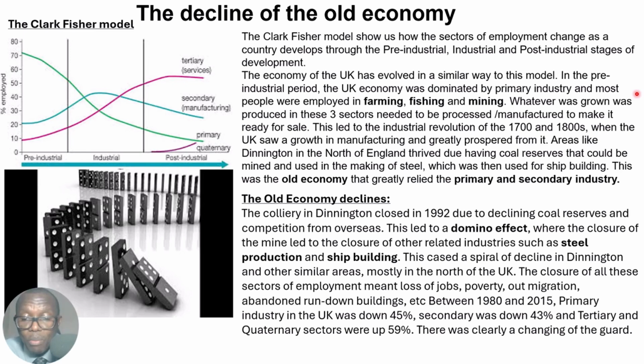So between 1980 and 2015, primary industry in the UK was down 45%, which is almost half. Secondary was down 43%, almost half again, but the tertiary industry and quaternary sectors were up 59%. So there was clearly a changing of the guard as the old economy declined.